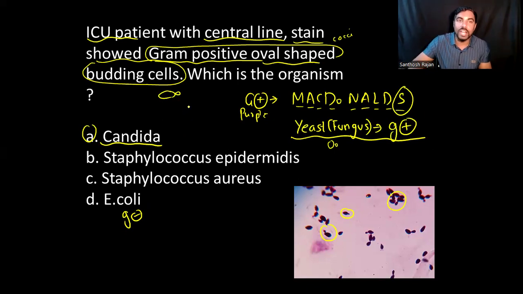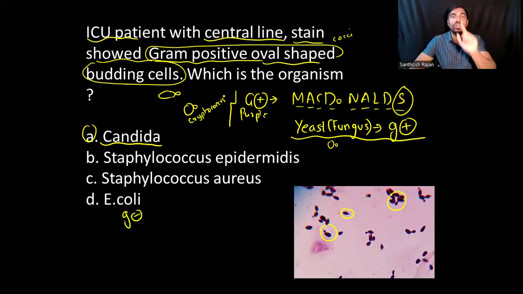So next time, if they ask you about a round budding cell like this, that is Cryptococcus. Don't forget Cryptococcus. Maybe in the upcoming exam, you know, they always repeat similar things. So oval budding cell, Candida. Round budding cell is your Cryptococcus, which causes meningitis in HIV patients, if you remember. Okay, that's it. Next one.